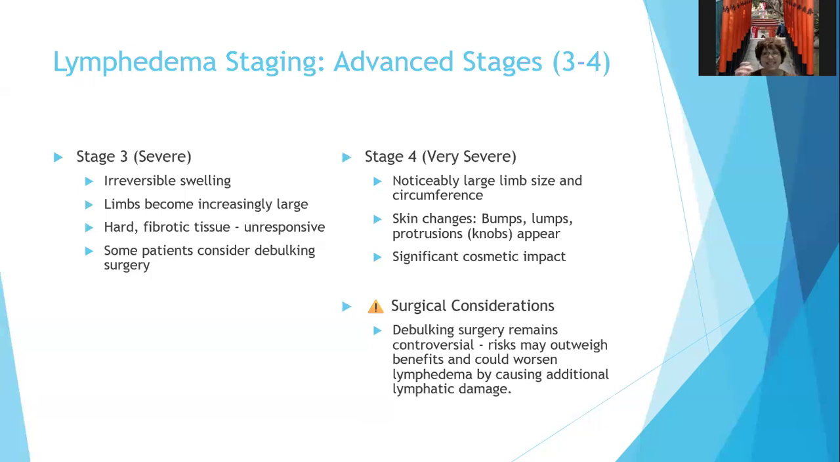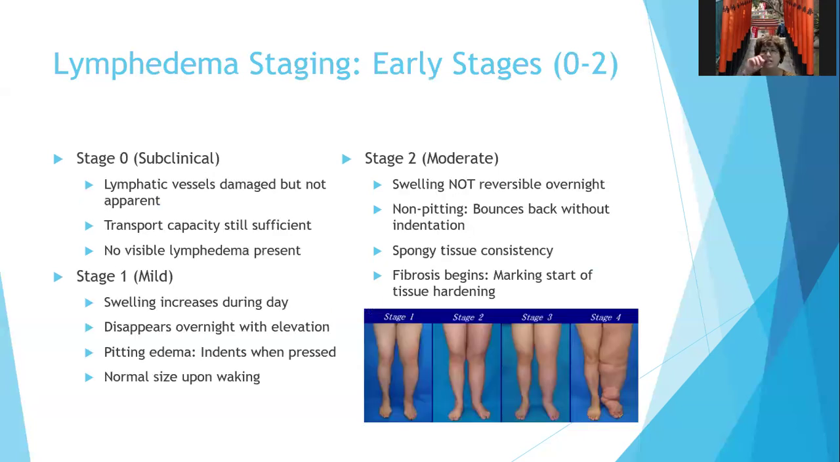Debulking surgery, again, the risks might outweigh the benefits, and it could make the lymphedema worse by causing additional lymphatic damage. Usually, comprehensive decongestion therapy is the conservative treatment, and that's what we do in physical therapy. So when you look at these stages here, one of the things that you notice is only one side is affected, and that's really common.